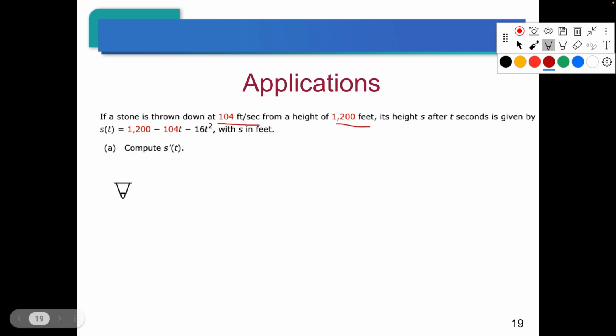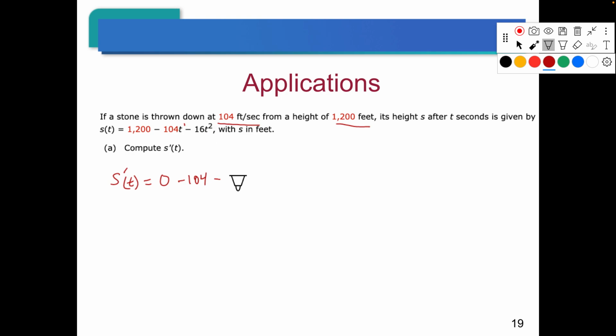So let's compute the derivative together. What's the derivative of 1,200? 0. It's a number, no variable. So that's the nice part. We get rid of all the big numbers. So 0. I'm going to write it in here just so it's taking up space. Negative 104t. That's to the 1, so it is negative 104. The variable is t to the 0 now, so it's gone. So it's just negative 104. And then how about the last part?